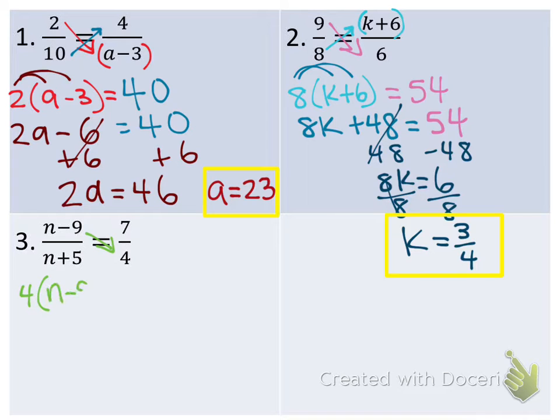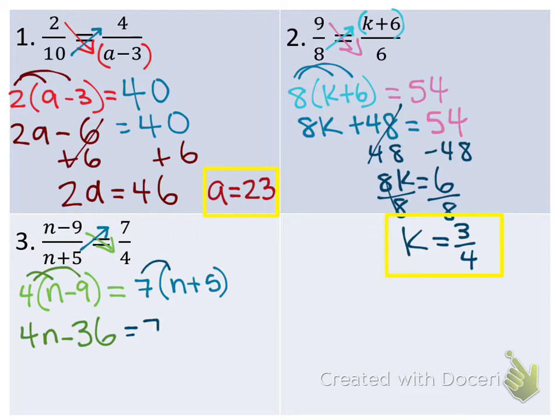And then the last one, again, we cross multiply. So 4 times n minus 9, and it will equal 7 times n plus 5. Distribute. So we have 4n minus 36 equals 7n plus 35.